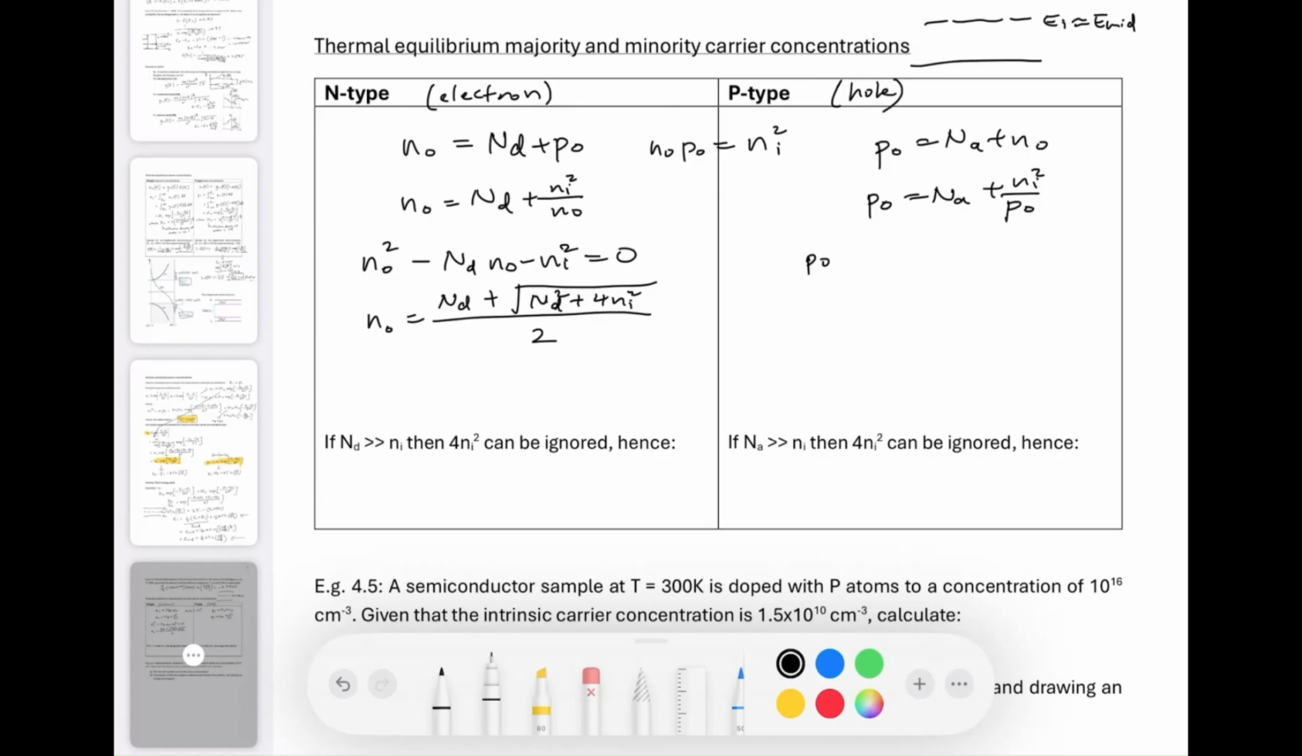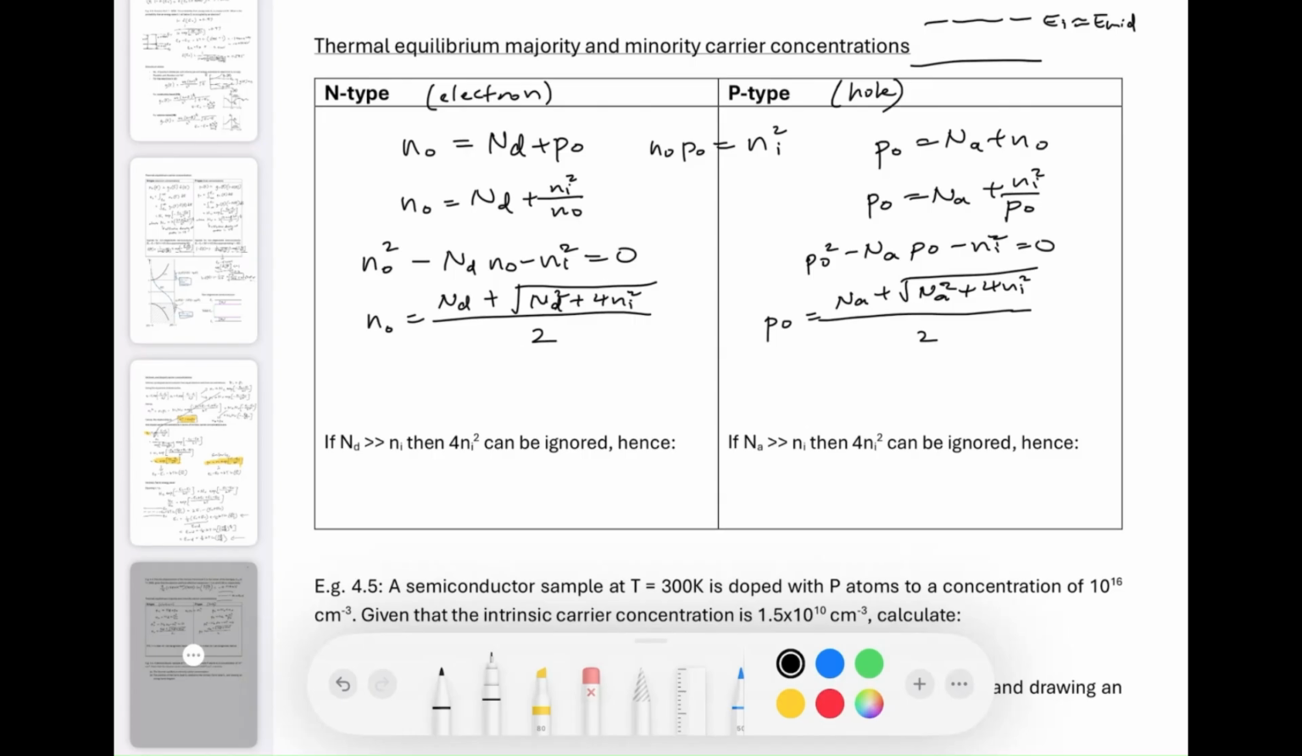And of course, you also get a quadratic equation in P. Why we only take the positive solution is because the negative solution has no physical meaning. It doesn't make sense to take the negative solution, so it's quite meaningless. So we only take the positive solution.